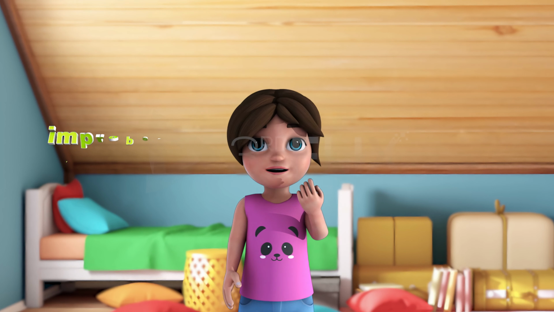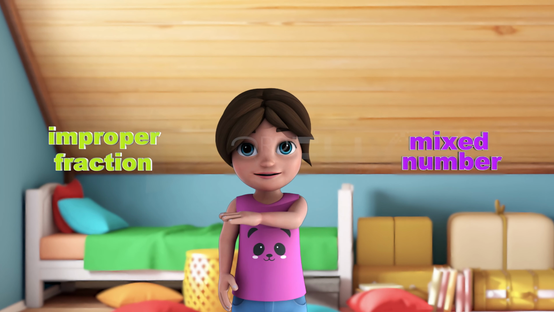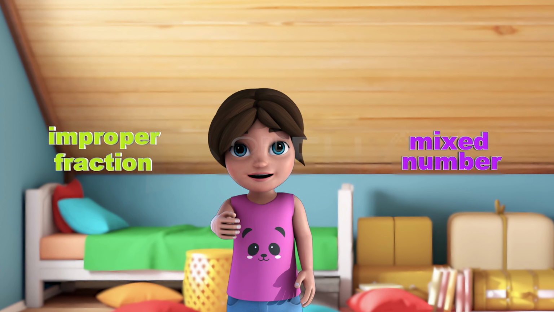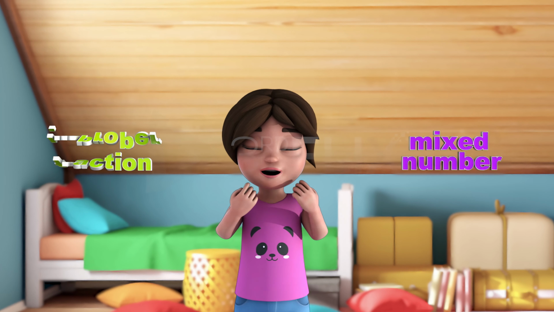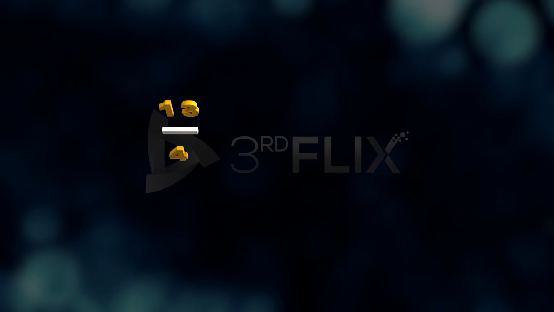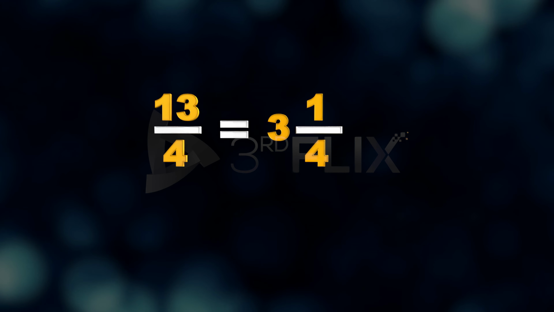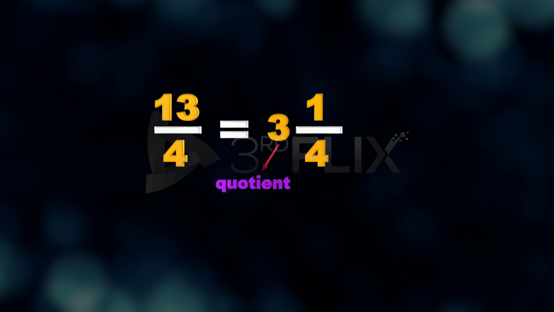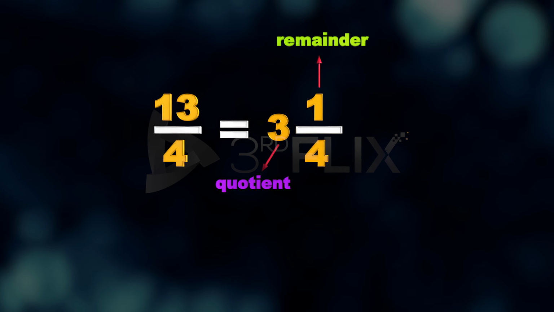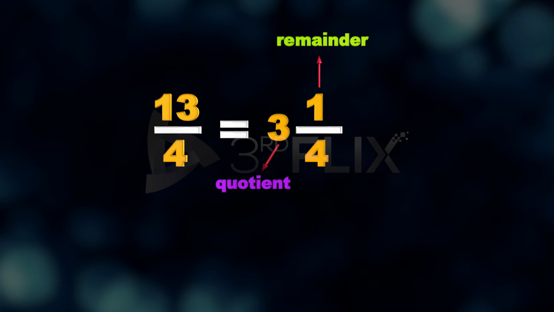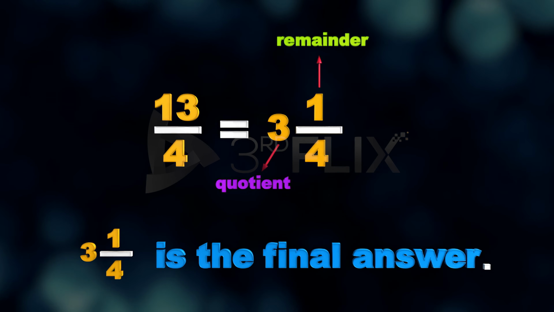If the final answer is an improper fraction, change it to a mixed number by dividing the numerator by the denominator to find the number of wholes and parts in the improper fraction. 13/4 is equal to 3 1/4. Here, the quotient is 3, which is the whole number, and 1 is the remainder, which is the numerator. Hence, 3 1/4 is the final answer.